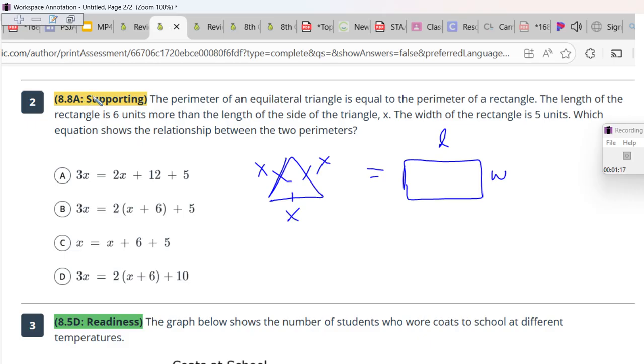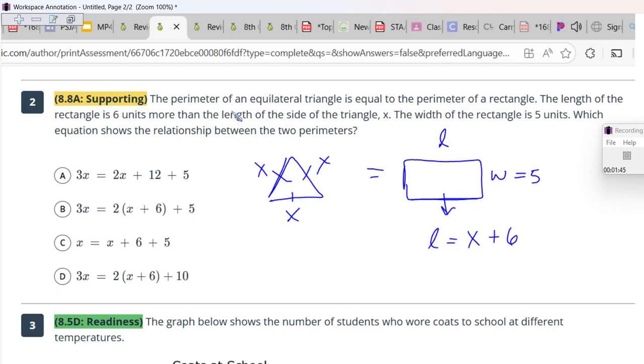The length of the rectangle is 6 more than the length of the side of a triangle. Since this one's that, we're going to go with the length equal to x plus 6. So length is equal to x plus 6. The width is 5 units, so this one's just equal to 5.